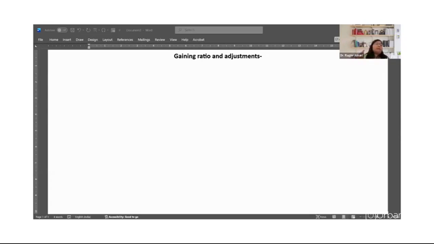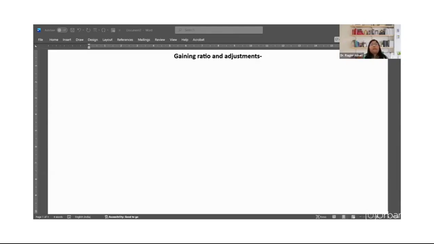Obviously, why? Because the existing partner who is leaving the firm is now the sacrificer. Because from now onwards, whatever profits are coming into the firm will be shared by the remaining partners. So they are on the gaining front. Thus, we calculate gaining ratio.